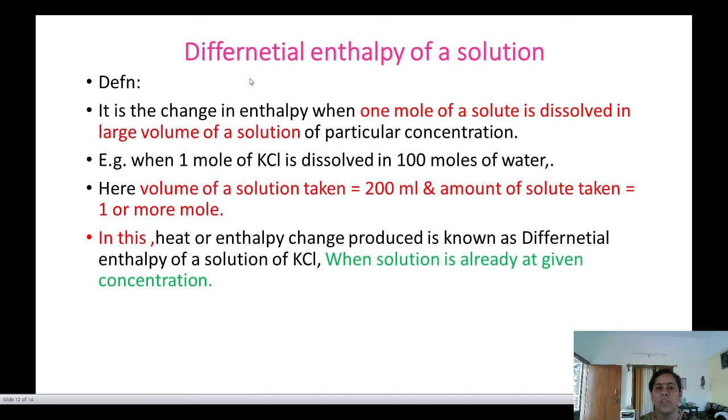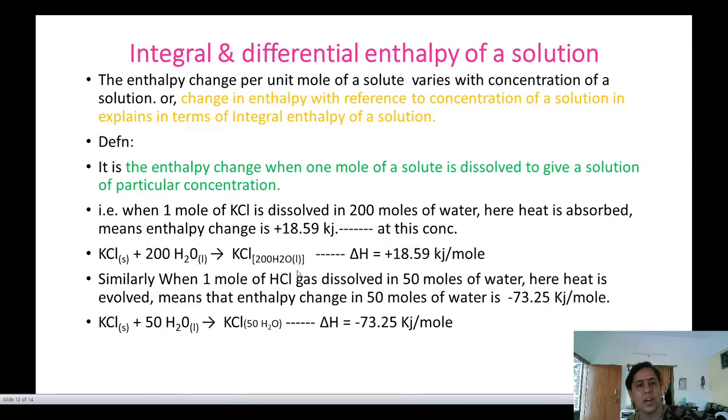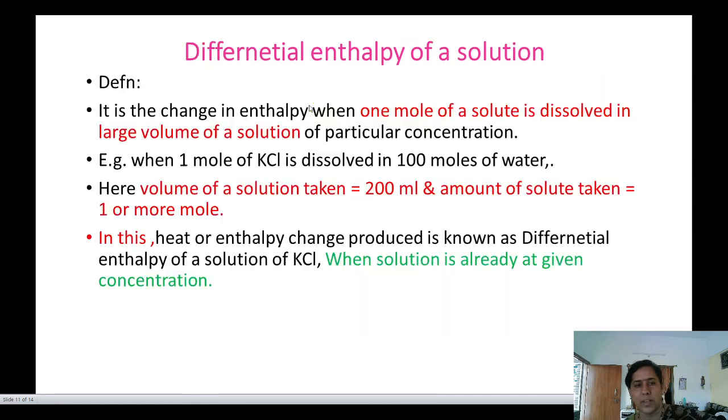Now the differential enthalpy of solution. In the previous slide, we used the integral enthalpy of solution. But in this slide, we are going to explain the differential enthalpy of solution. What is the definition? It is the enthalpy change when 1 mole of a solute is dissolved in a large volume of solution at a particular concentration.